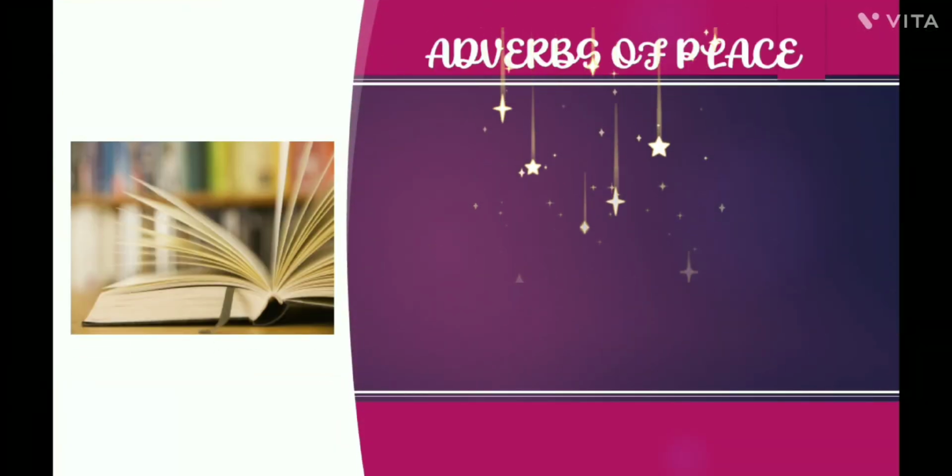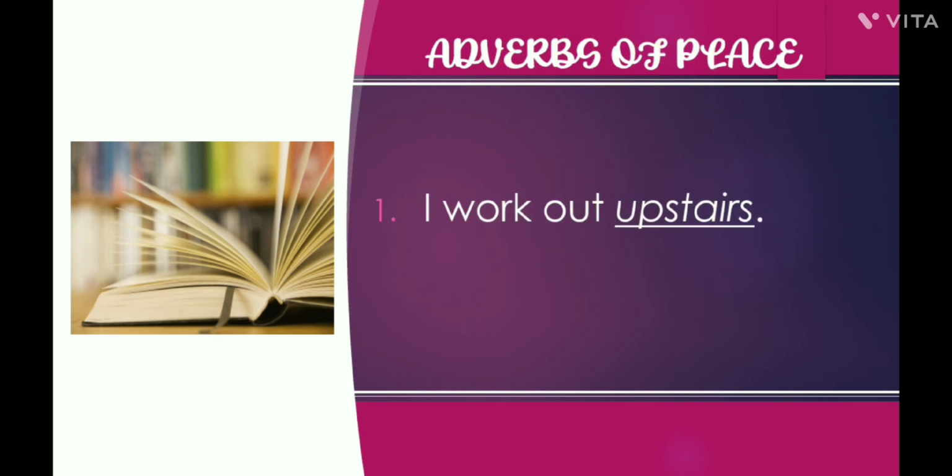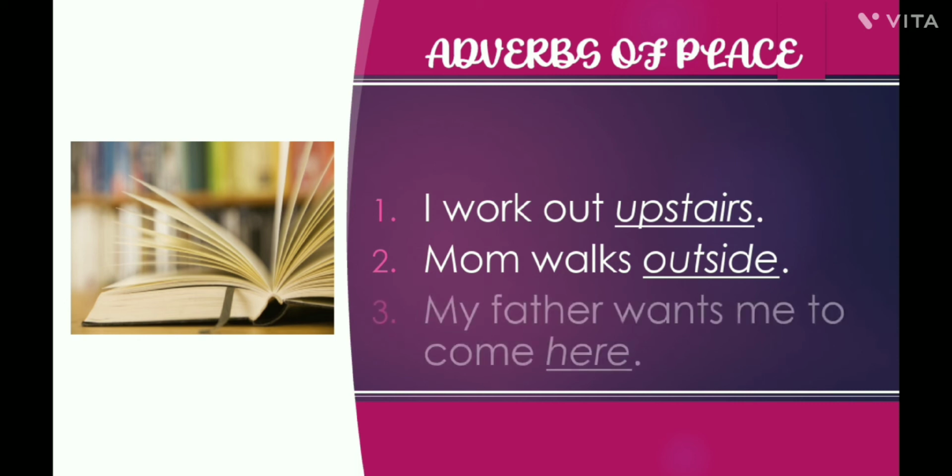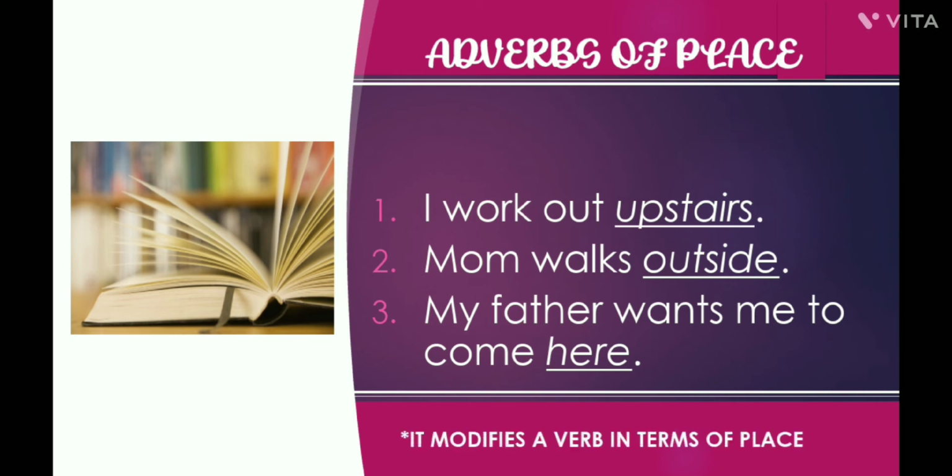Next is adverbs of place. I work out upstairs. Mom walks outside. My father wants me to come here. Now in these sentences, upstairs, outside, and here are modifying adverbs in terms of place. So it answers where. Next kind is adverbs of degree.